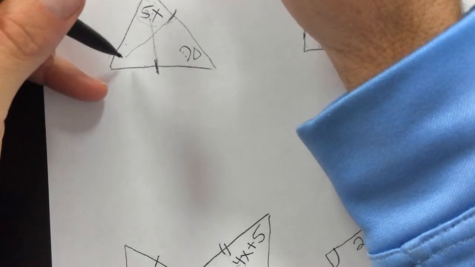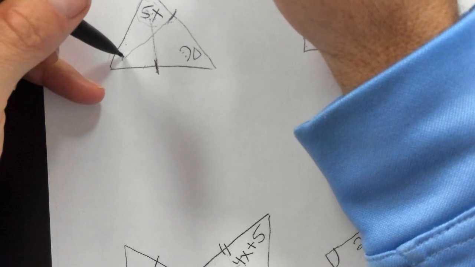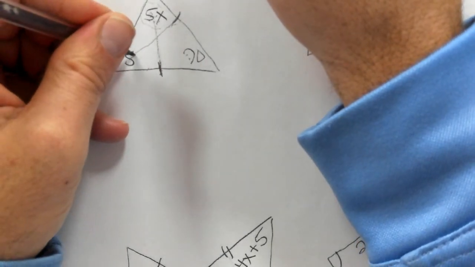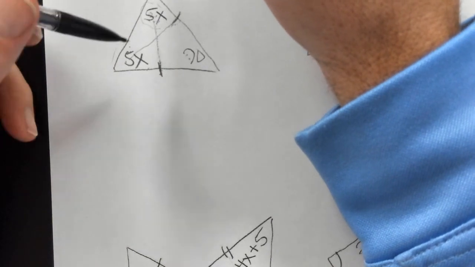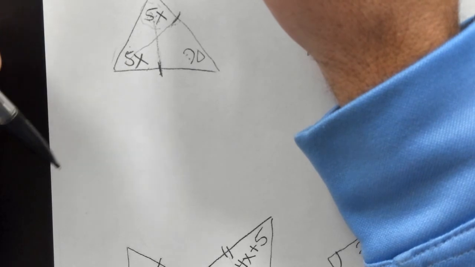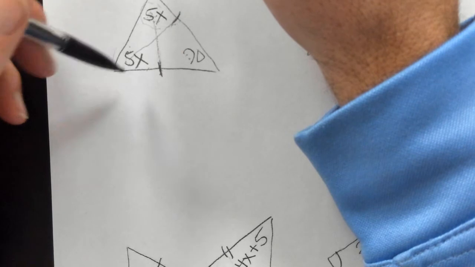If these two angles are the same, and this one is labeled as a 5x, well, what do you think the other one should also be labeled as? 5x. They're the same. Now, you might be saying, Coach, well, how does that help me? Because 5x equals 5x is not an equation that helps me any either. That's true, but that's not the equation we want to set up.